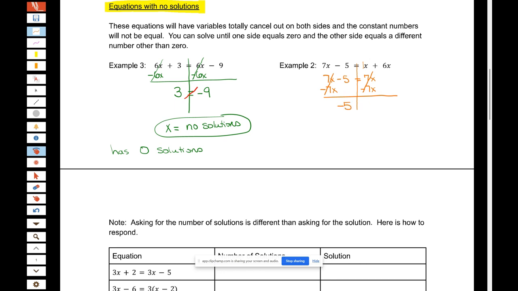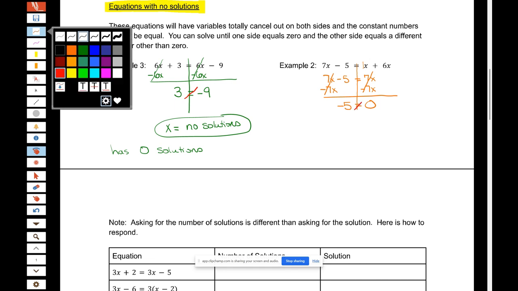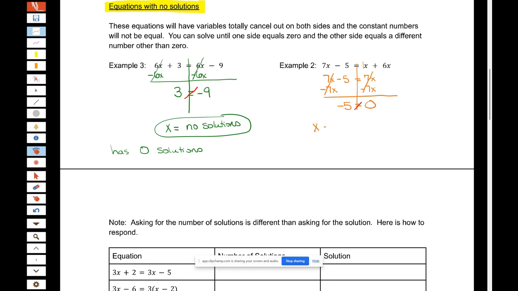Okay, and on the right, since there's nothing left, we have to write 0 because you can't have a side of an equation that's blank. So -5 is not equal to 0. So we're going to say that for this equation, the solution is x equals no solutions.